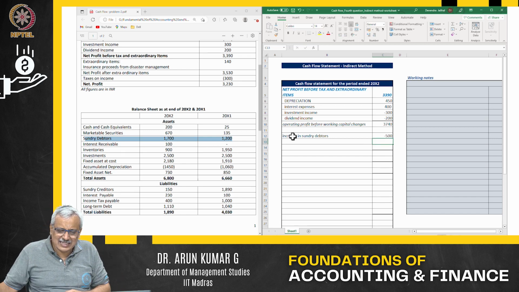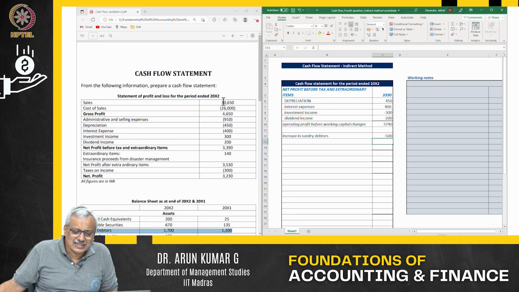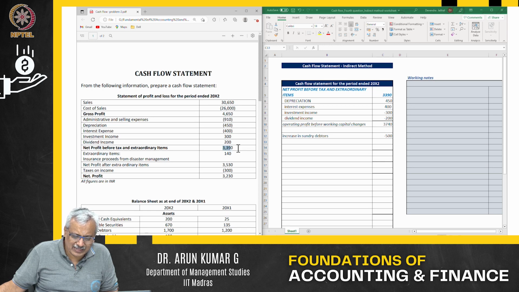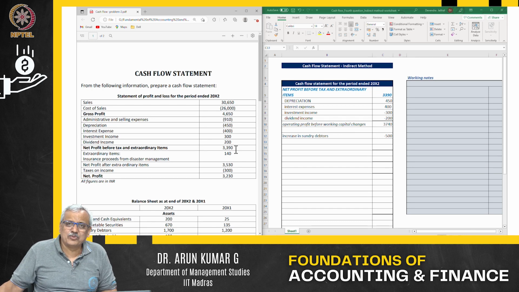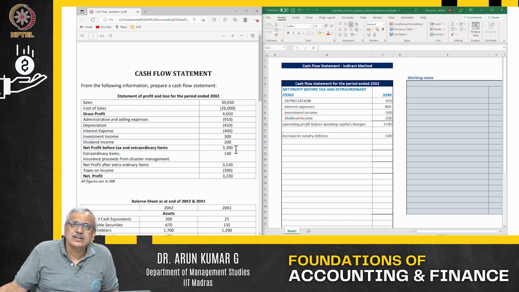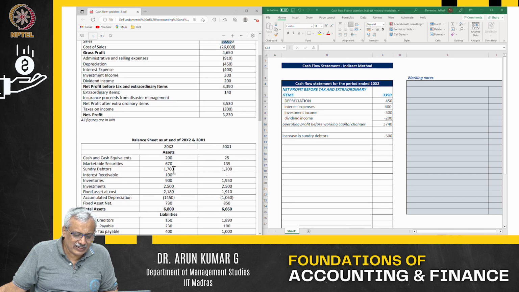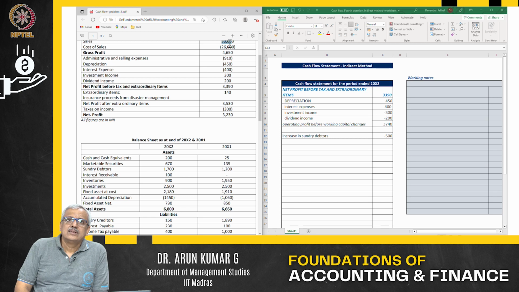So, in simple terms, the sale is 30,650. Based on 30,650, you have got a profit of 3390. Agreed? If the entire thing was in cash, this 3390 would be the exact cash you would have. But unfortunately, out of the 30,650, it is not entirely cash, some part of it is credit. Last year it was 1200, this year it has become 1700, so it has increased by 500. That means out of the 30,650, $500 you have not received.